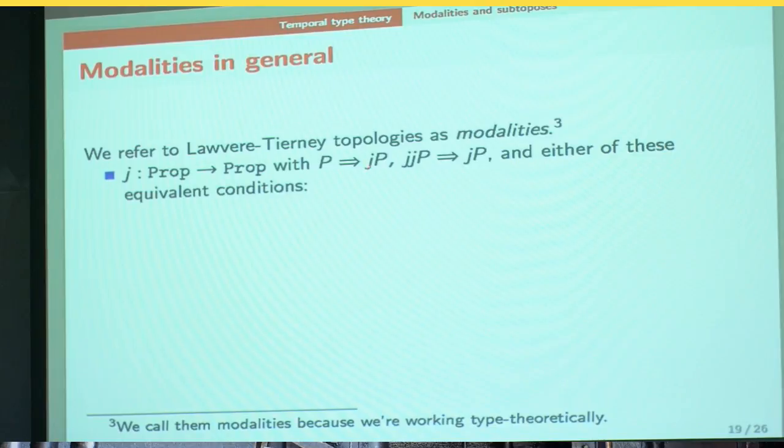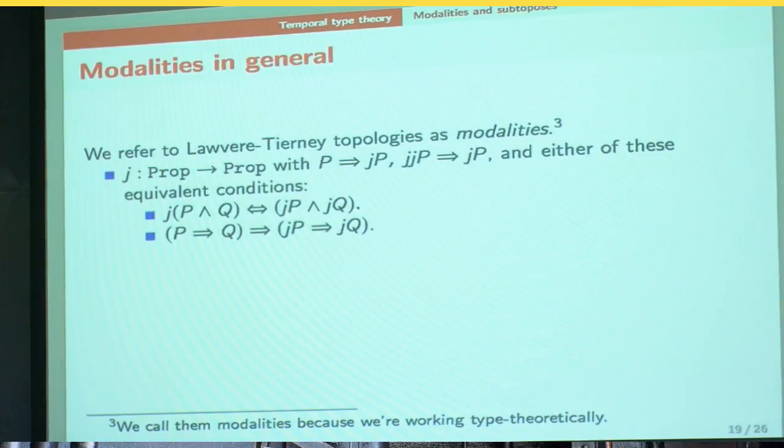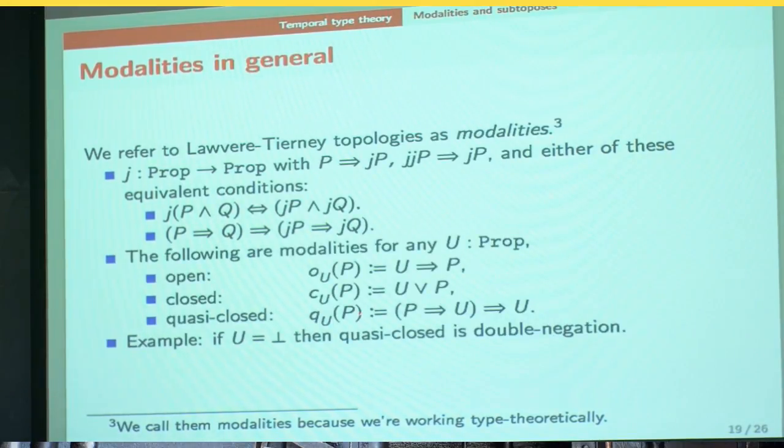P implies J of P, so it's kind of a closure operator on Prop. J of J of P implies J of P, and either of the following two conditions: that J commutes with and, or that J is monotonic. Is Prop a subobject classifier? Yes, Prop is a subobject classifier. It's the type of propositions, or externally we call it a subobject classifier.